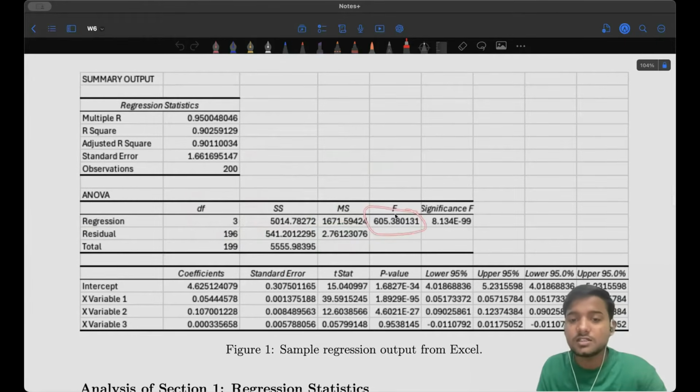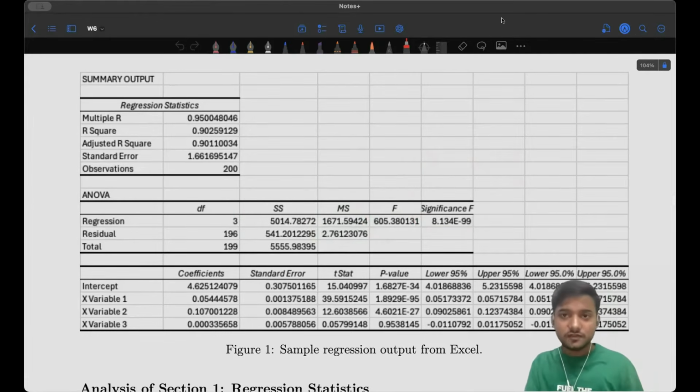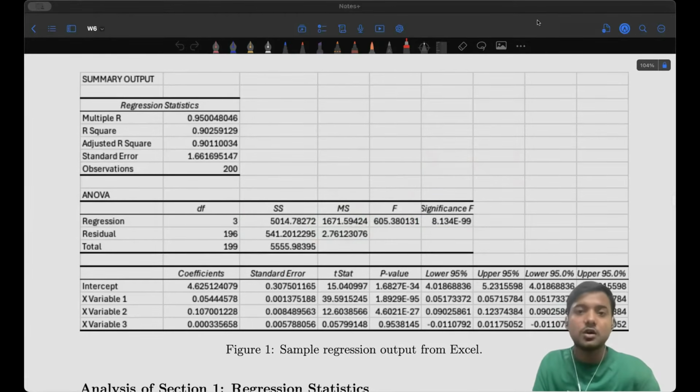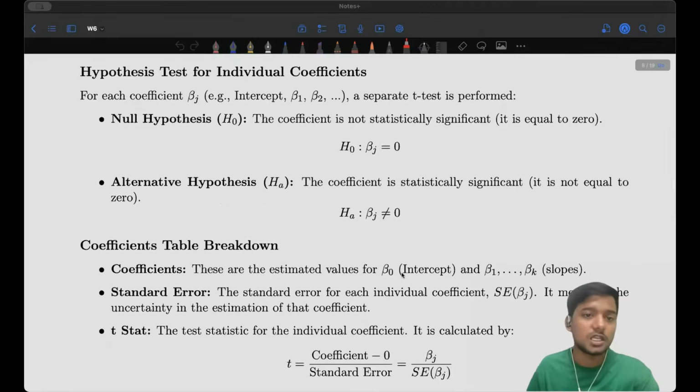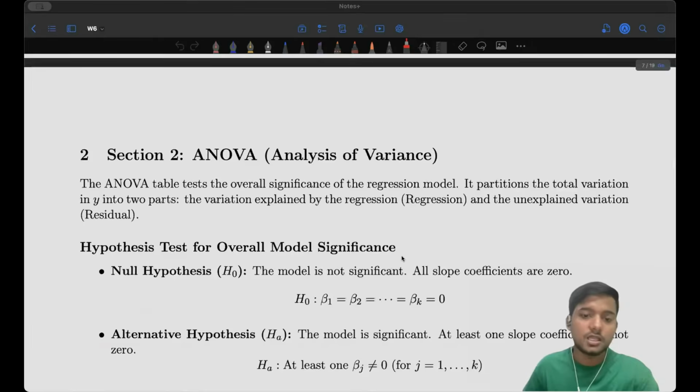F statistic, how does it come? I need to divide this by this. So 1671.59 divided by 2.76. This will give me 605 thing. Okay. And this is the p-value. This is something which you cannot compute manually yourself. You will always be given this thing, or it would be coming from a table. So you don't need to worry about this thing. So this is what your ANOVA table would look like. Okay. And these are all the formula.